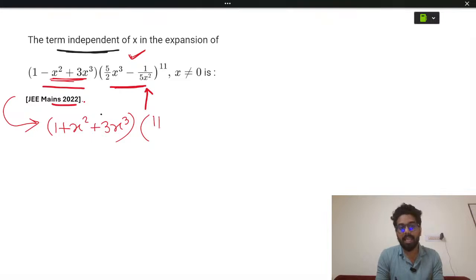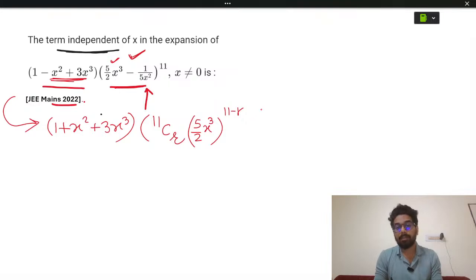So it will be 11Cr into the first term of this binomial, 5 by 2 x cube, whole to the power 11 minus r, multiplied by, now here is the point of mistake, you have to keep the sign along with this, minus 1 upon 5x square whole to the power r.